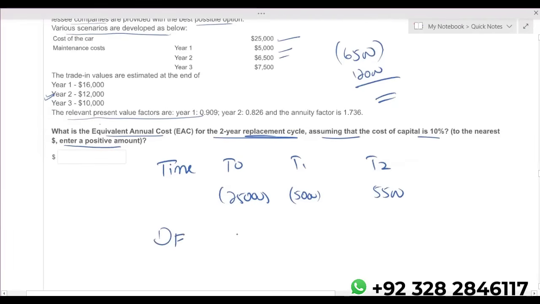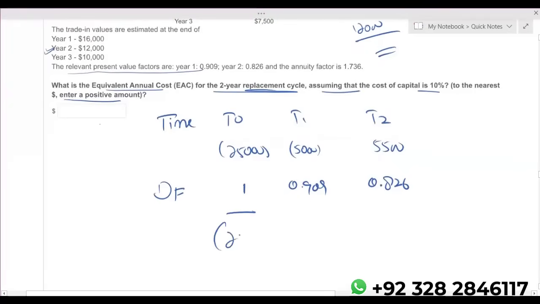Discount factors they have given us: 0 is always 1, 0.909, 0.826. 25,000, then 4,545, then 5,500 into 0.826.